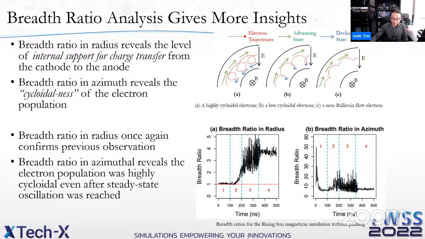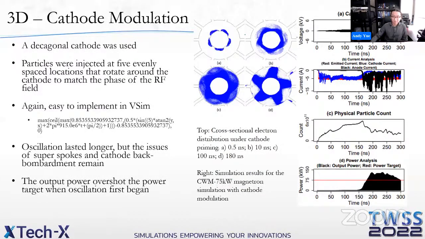And for the azimuthal breadth ratio in subplot B, we can see the ratio stayed quite low prior to oscillation start. And more interestingly, even after steady state was reached, this indicates that the electron population was highly cycloidal before and even after the device oscillation reaches steady state. We will discuss the 2D and 3D results together in later slides.